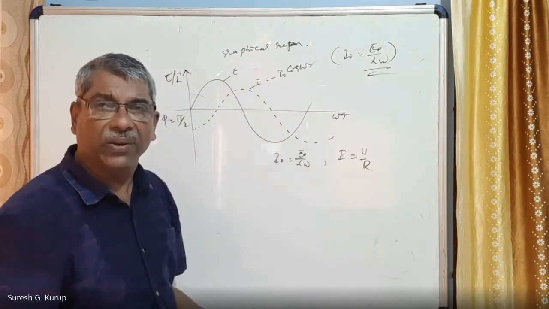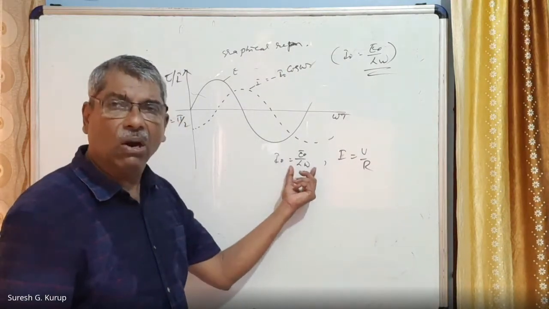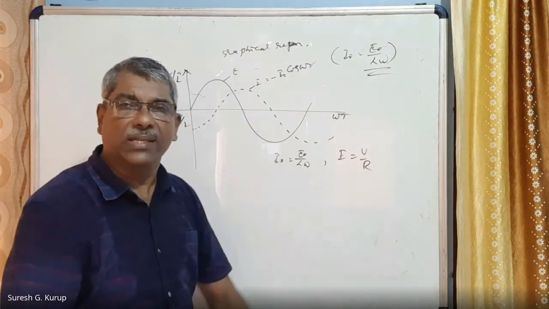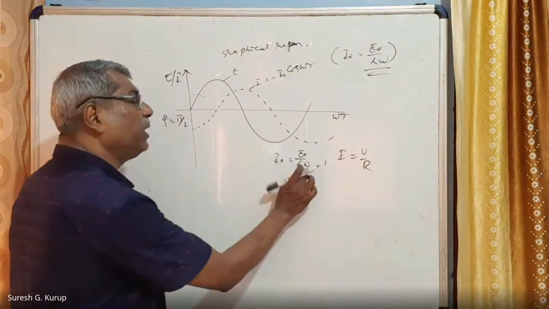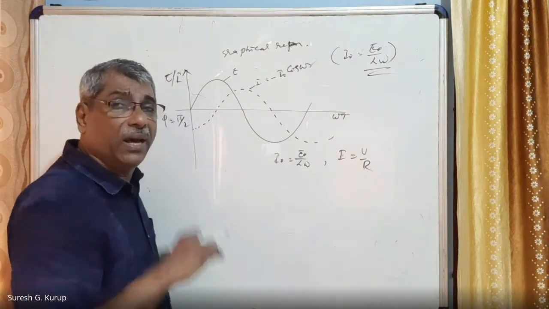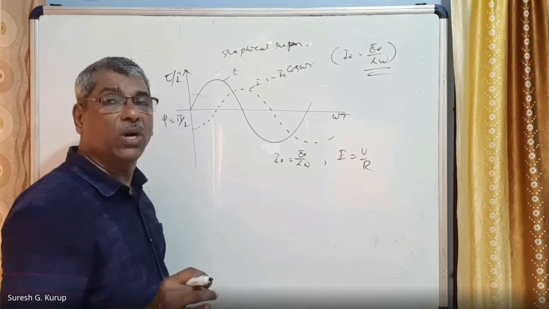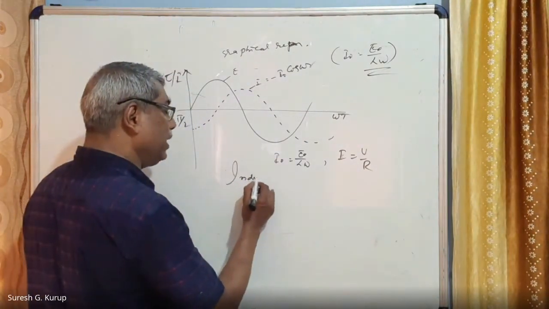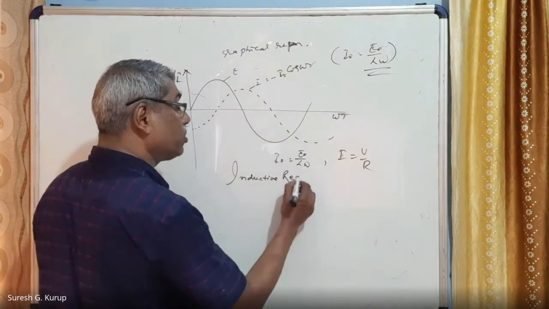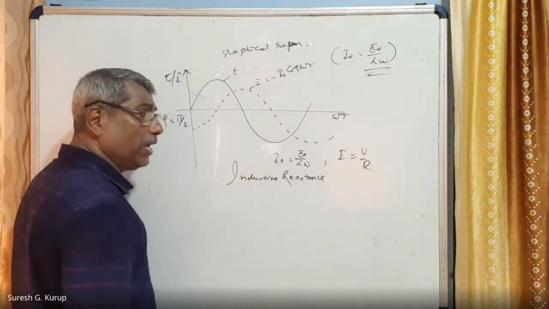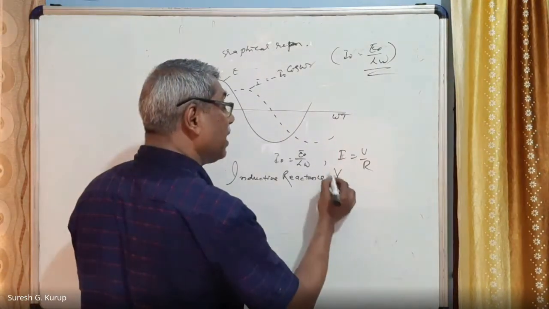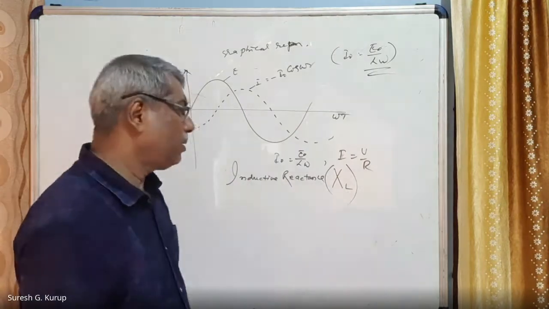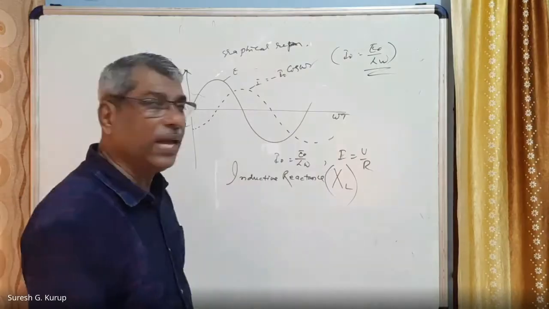So in a pure inductor circuit, the resistance or the reactance, the opposition offered by the inductor to the AC current in the circuit, is given by L omega. So in an inductor circuit, resistance is called inductive reactance. Inductive reactance is represented by XL, a big X with a small L at the right bottom corner, right?